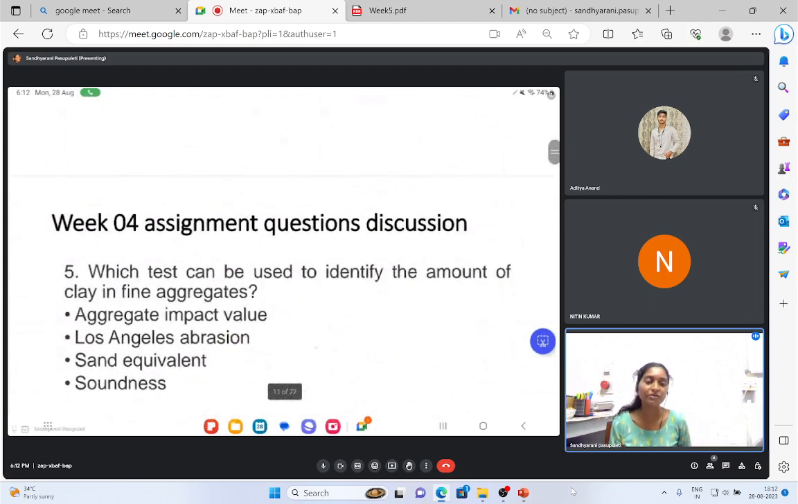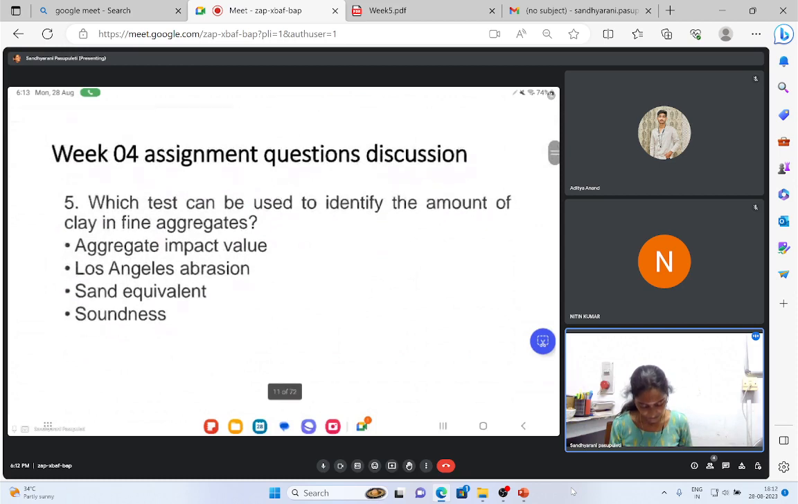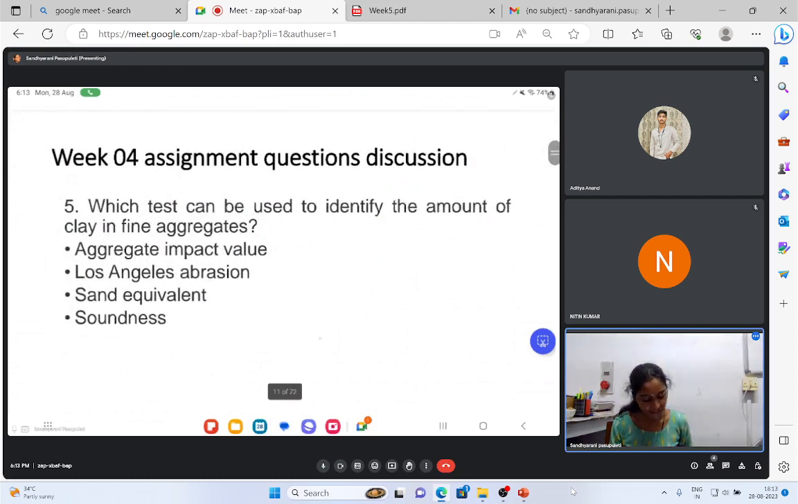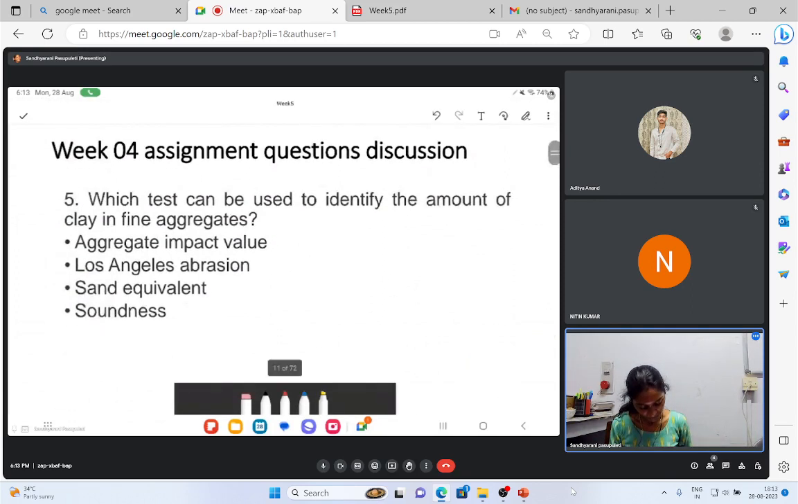If it is the impact value test, that would be a 2.36 mm sieve. And if you take the fifth question, which test can be used to identify the amount of clay in the fine aggregate? The impact value test is performed on coarse aggregates, and Los Angeles abrasion also is to understand the abrasion properties of coarse aggregates. Soundness is to understand the durability property of the aggregates, especially the coarse aggregates.